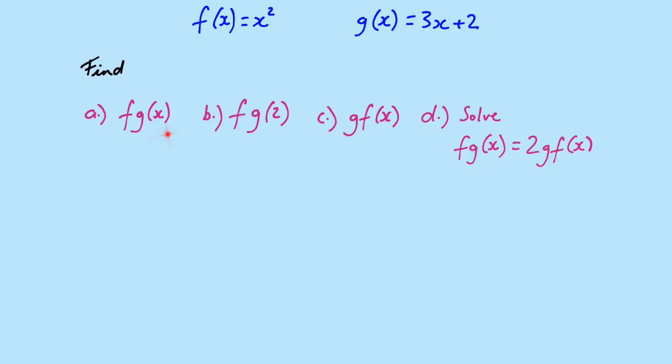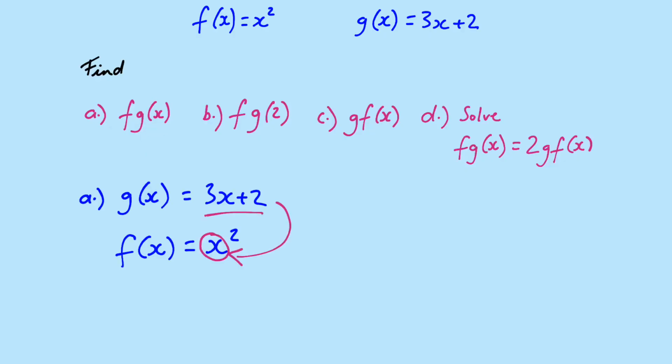So f g x. So this composite function, the g of x is substituted into the f, like this. So all this function is substituted into where the x is, and that gives you 3x plus 2 all squared. And this is your composite function.